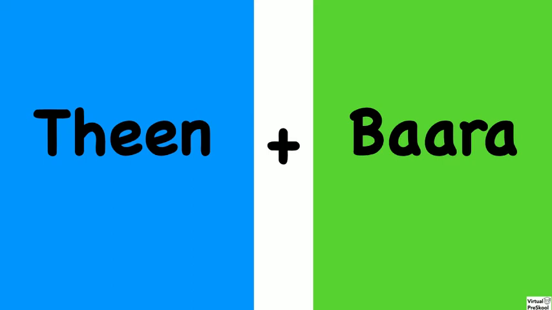First, interpret the numbers. What is theen in Hindi? And what is bara in Hindi? Think about it. So theen is 3 and bara is 12, right? Ek, do, teen, char, panch, chhe, saath, aath, no, 10, 11, bara. Bara is 12. So what is theen plus bara?